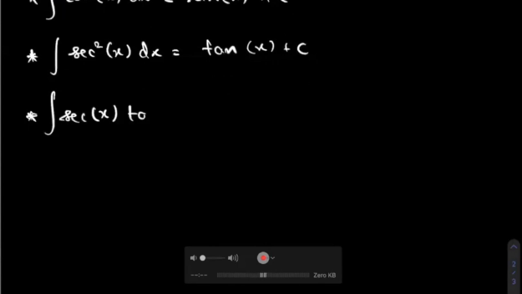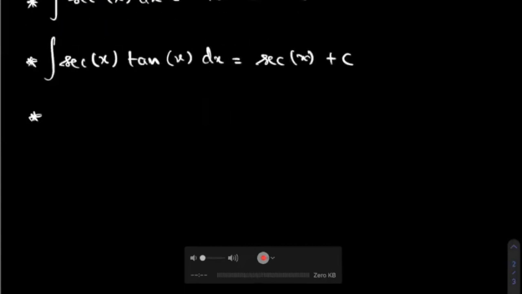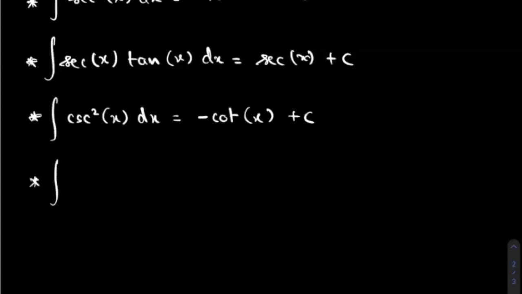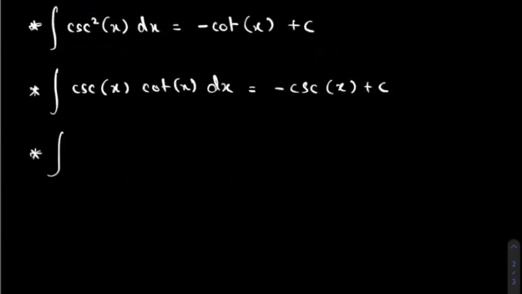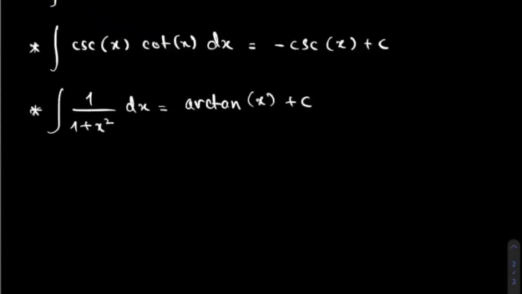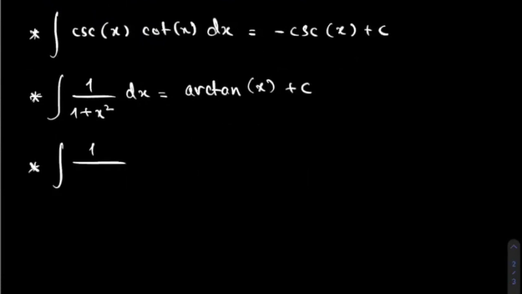The indefinite integral of secant x times tangent x dx is equal to secant x plus a constant c. The indefinite integral of cosecant squared x dx is equal to negative cotangent x plus a constant c. Next, cosecant x times cotangent x dx is equal to negative cosecant x plus a constant c. Next is the indefinite integral of 1 over 1 plus x squared dx, which is arctangent of x plus a constant c. The last one is the indefinite integral of 1 over the square root of 1 minus x squared dx, which is equal to arcsine of x plus a constant c.